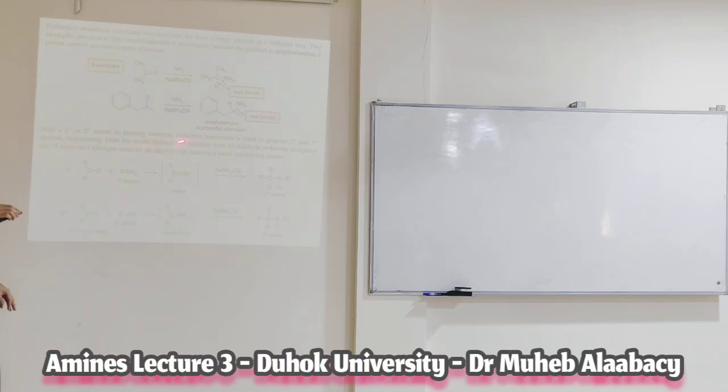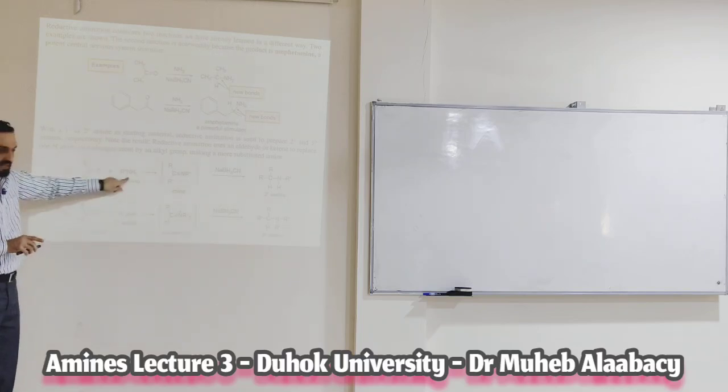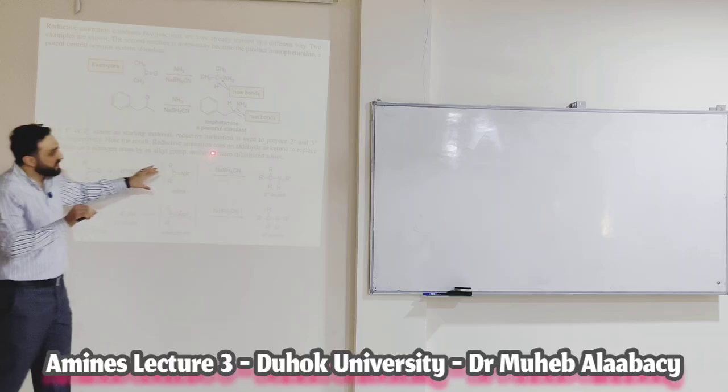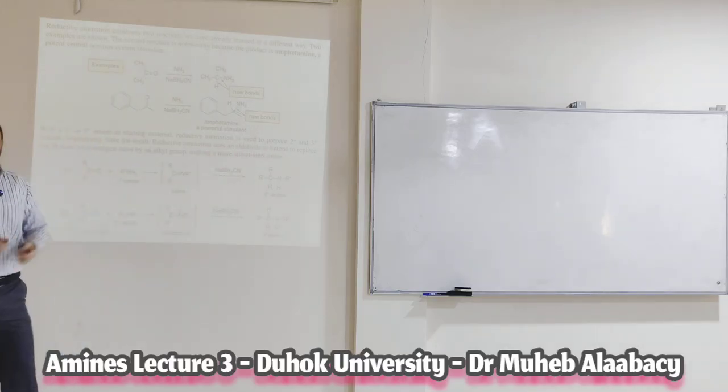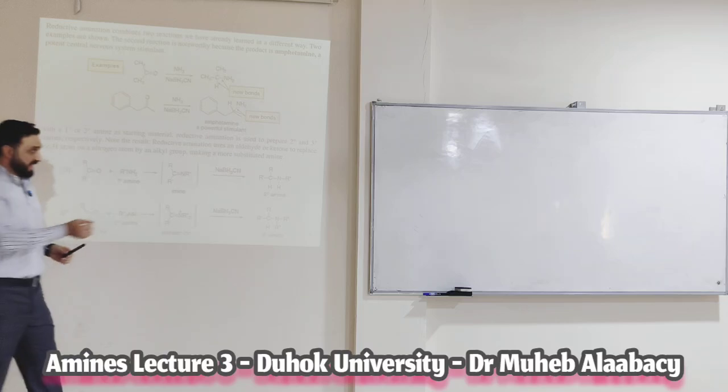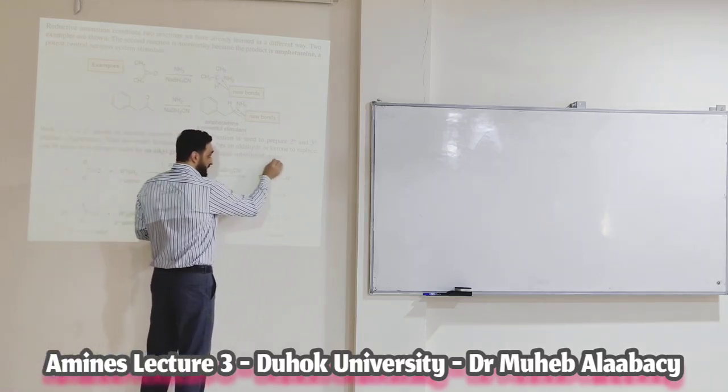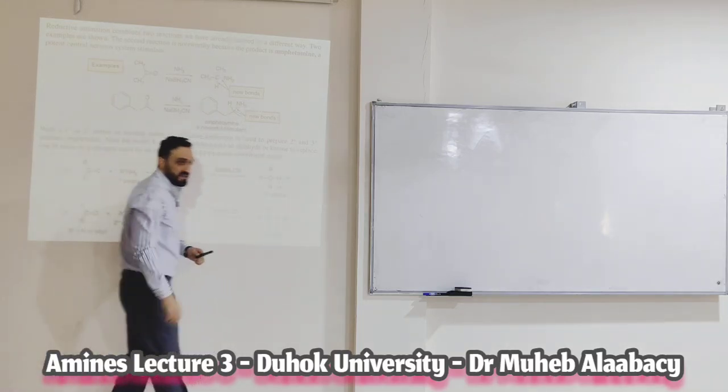Reductive amination uses an aldehyde or ketone to replace one hydrogen atom on the nitrogen, as I told you, by an alkyl group, making a more substituted amine. That means substitution, alkylation of the amine. You can write here not substituted amine, that means alkylation of amine.